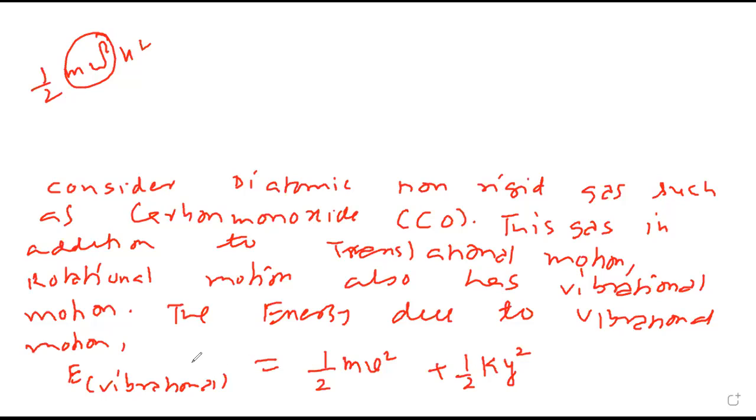One square term or two square term? Sir, one square term. How? This is one and this is one, two, no? Oh, sorry, two. So if it is translation, then it has only one square term for one motion. Rotational, one square term for one motion. But one vibration has got two square terms.